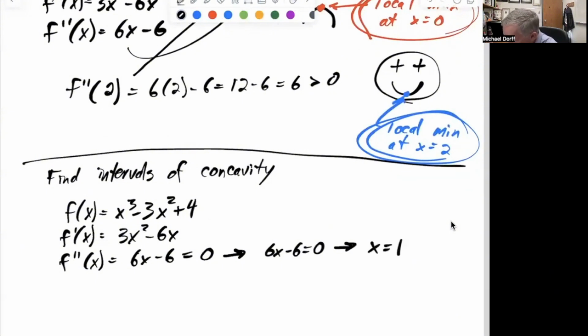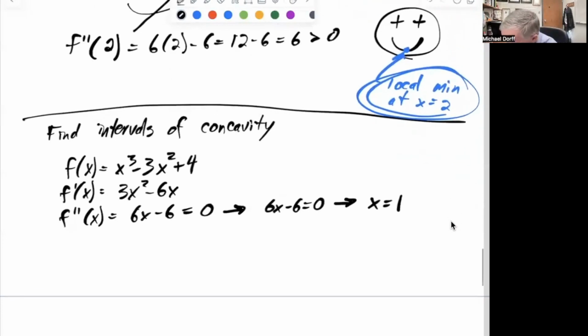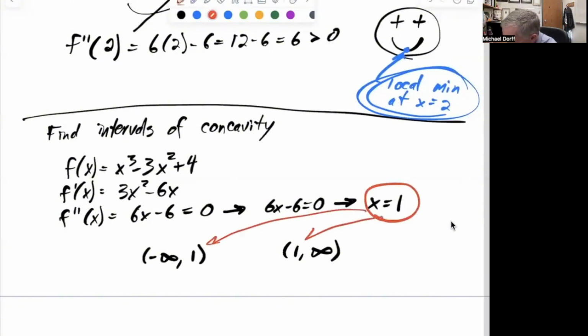That means bring the 6 over, divide, and I get x equals 1. So now I'm going to do intervals, just like I did in the previous one when we were doing the intervals of increasing and decreasing. I have two intervals: negative infinity to 1 and 1 to infinity. How do I get those intervals? Well, I use this number. This tells me how I make up my intervals.